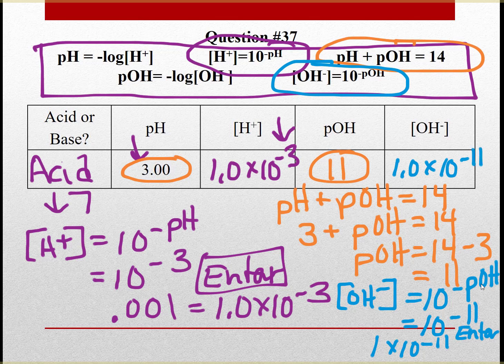Now see how you can do this in your head. This pOH becomes the negative exponent. So you can kind of do it in your head.